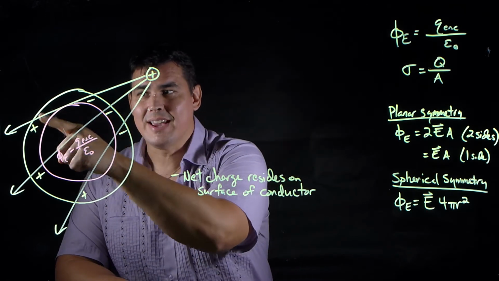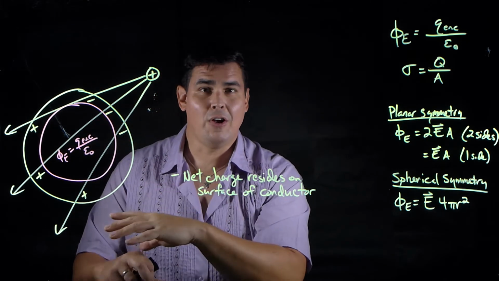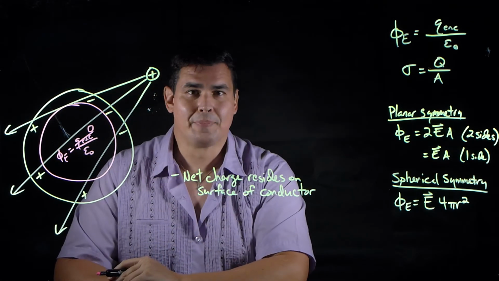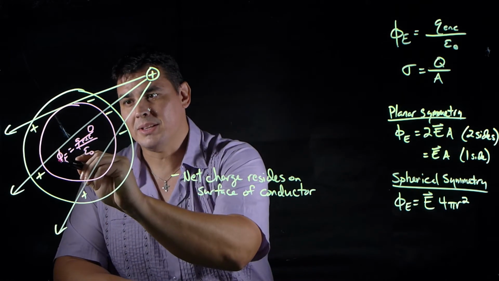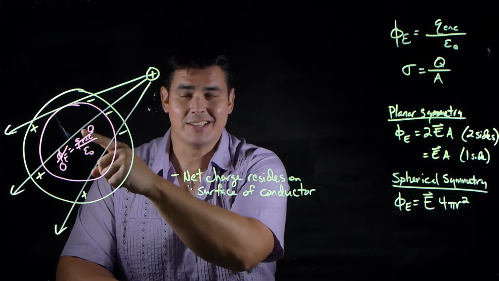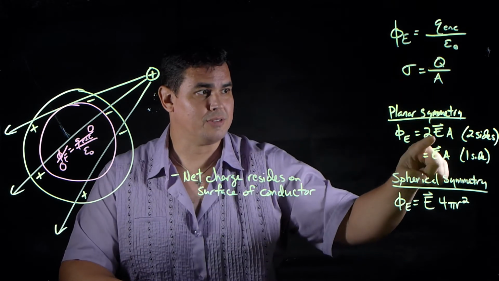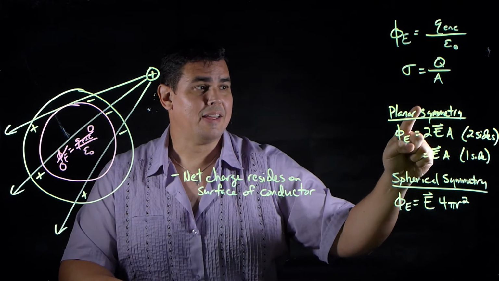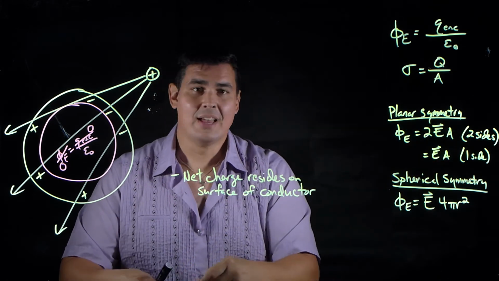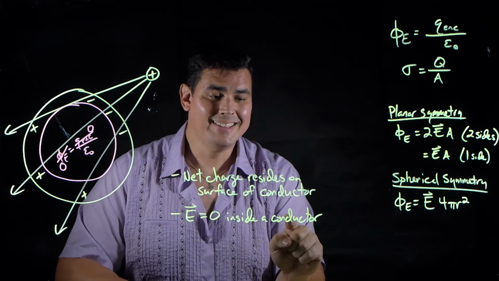But I've already said that the excess charge sits on the outside of the conductor, right? So if all the excess charge is out there, that means that the enclosed charge is 0. And if the enclosed charge is 0, that also means that the flux is 0, right? So in this Gaussian surface on the inside, there can be no electric flux. Flux is electric field times area. If there's no flux, there's no electric field, right? Because the area is still a number. So from this, I can say that the electric field is equal to 0 inside a conductor.